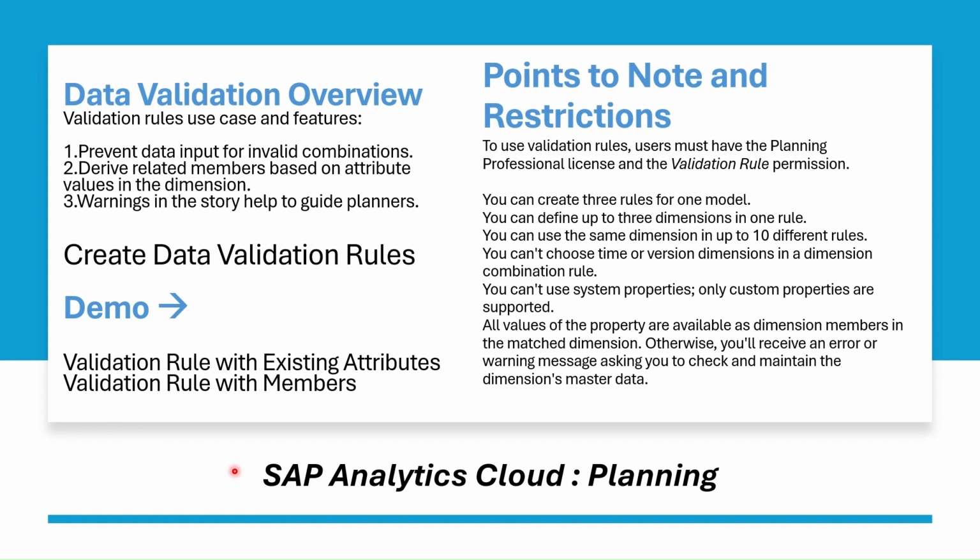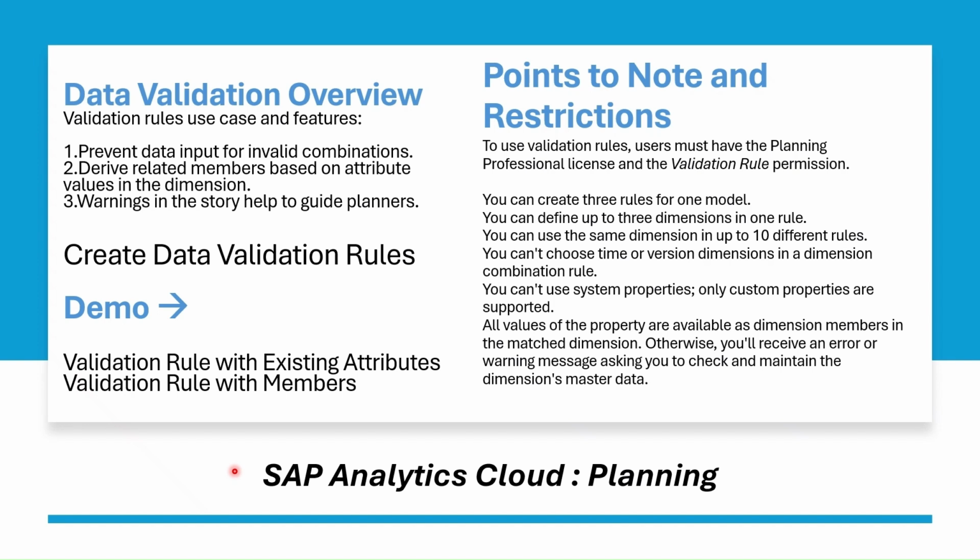We cannot use them while creating any validation rule, and we cannot use any system properties, like formula properties, read-write properties, or the scaling property. These are the system properties that are added when you create any dimension, like the account dimension. We cannot use them. We can only use the custom attributes or properties that we add into any dimension.